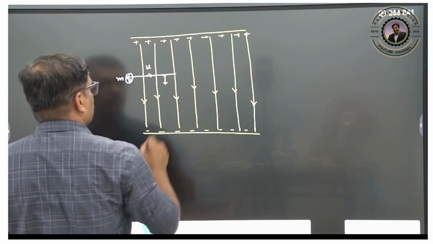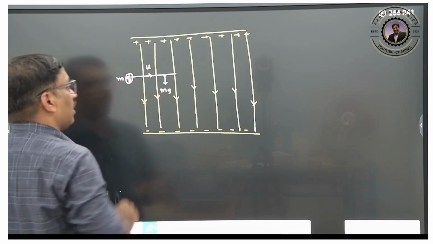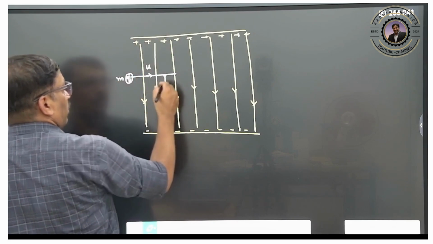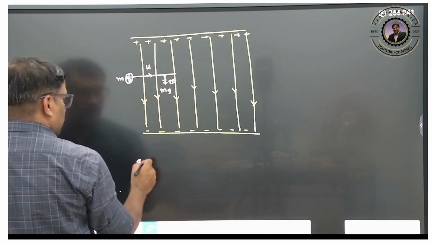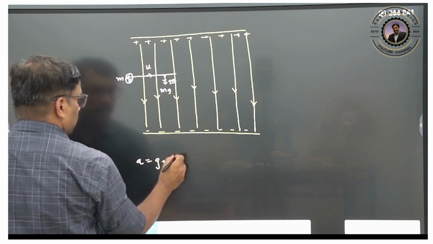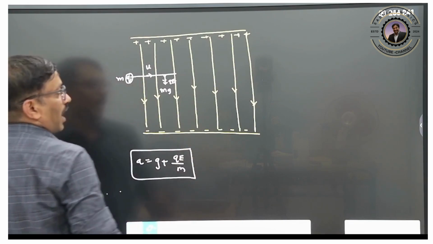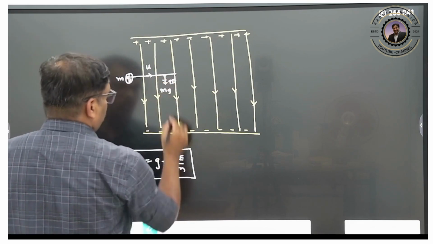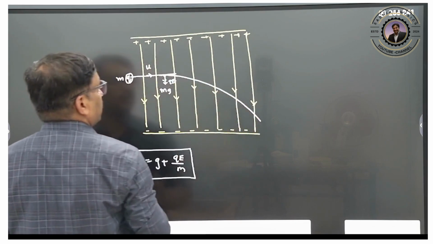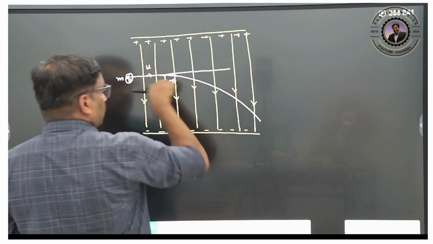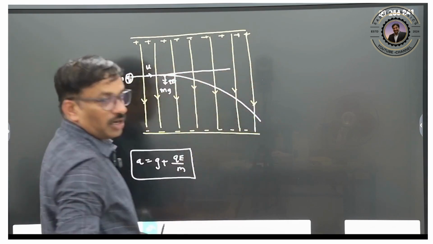What is the downward force now? That is nothing but mg, and not only mg, since it has positive charge, it will also have qE. The downward acceleration is given as g plus qE by m. This is your downward acceleration. So what is going to happen now? This charged particle will go like this. This exactly looks like a horizontal projection.